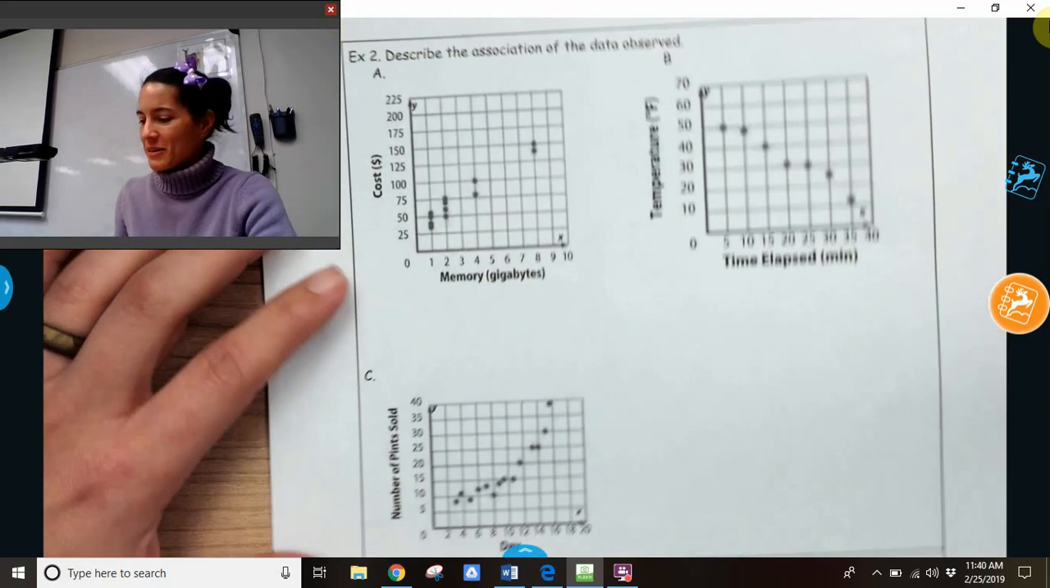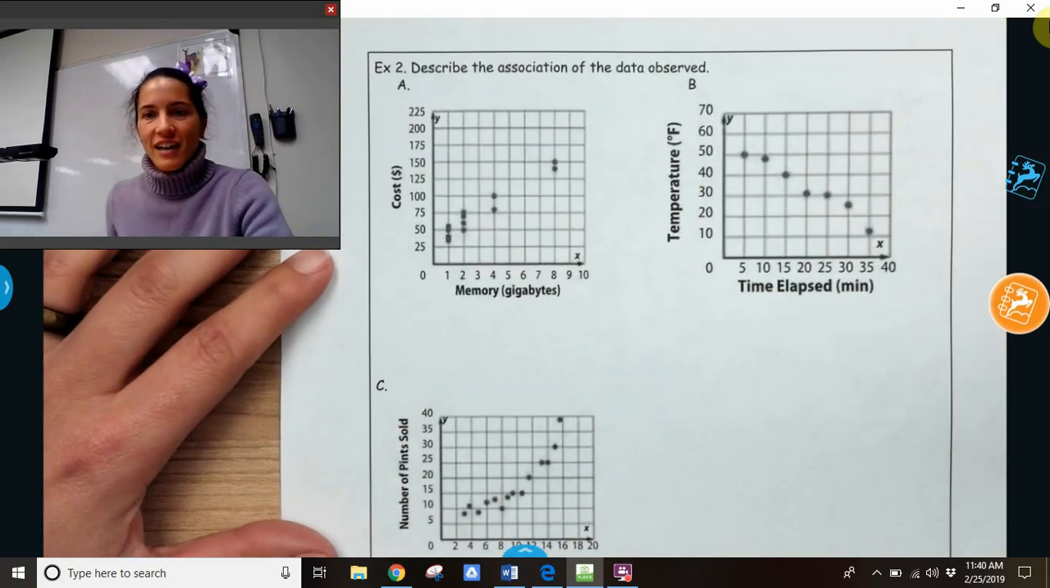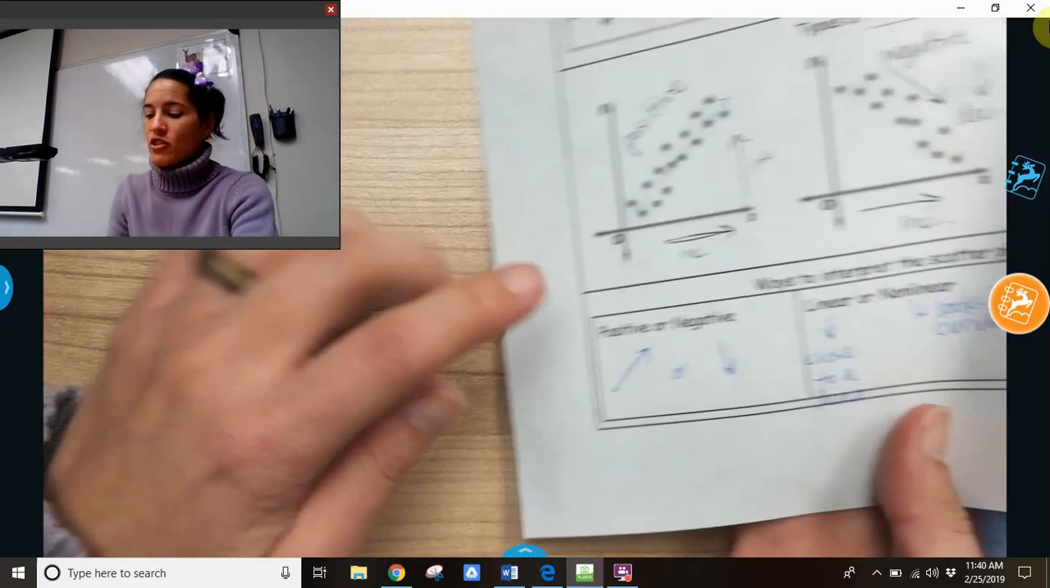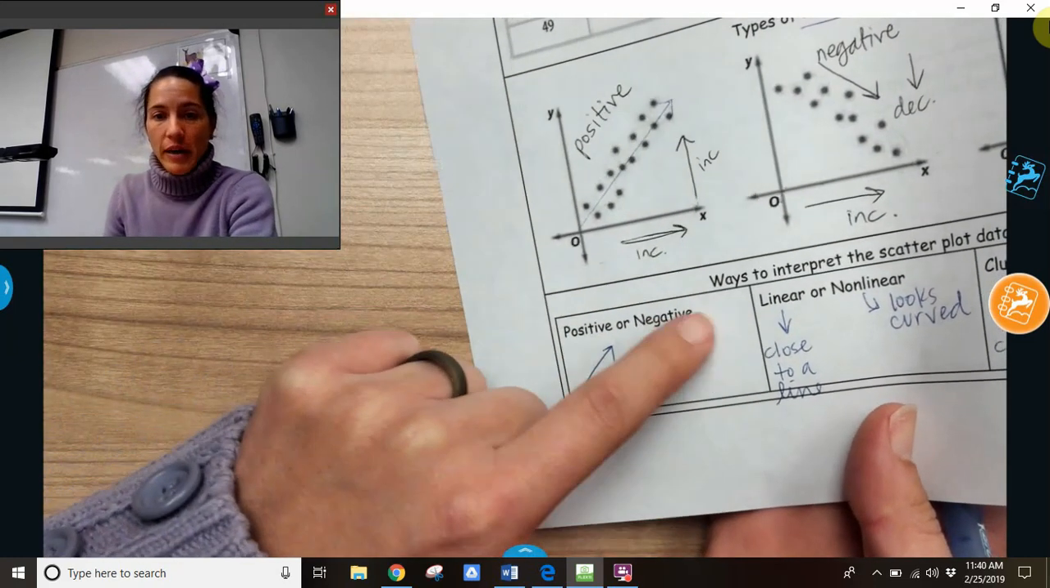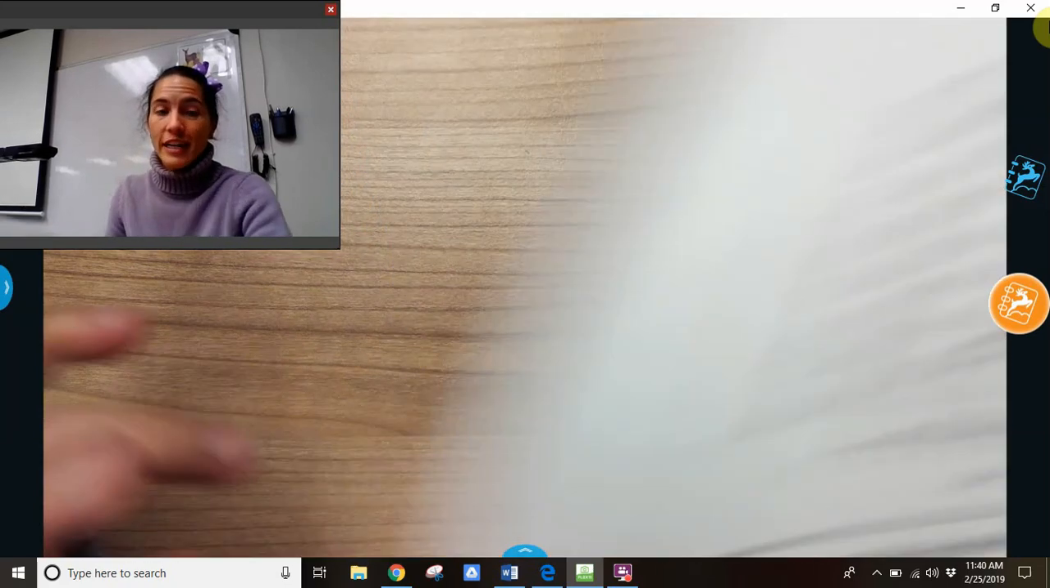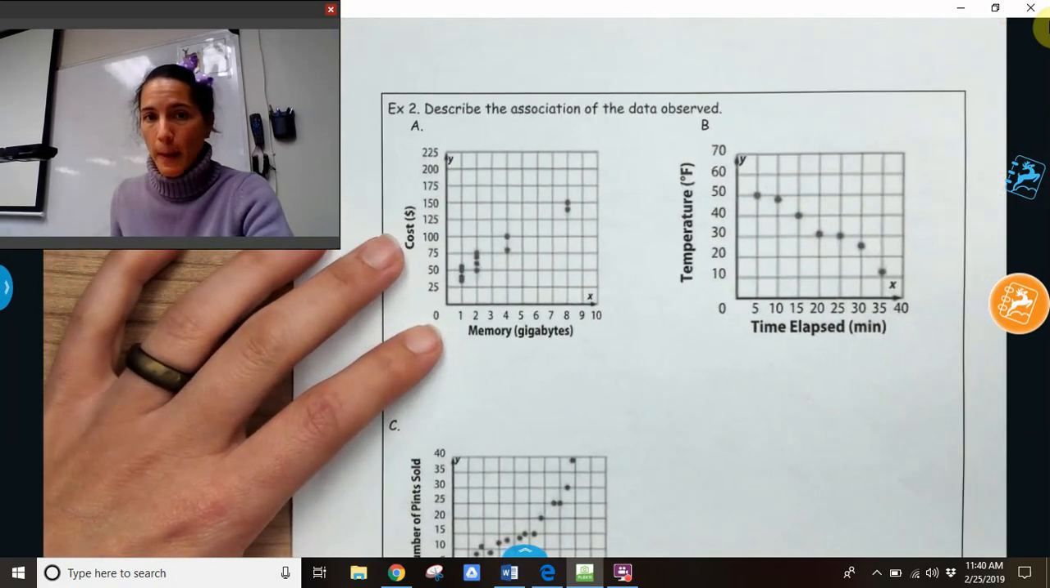All right, so let's go to the back. Describe the association of the data observed. So the different associations I just talked to you about, whether it's positive or negative, linear or nonlinear, and clusters or outliers, we're going to talk about each of those in these examples.